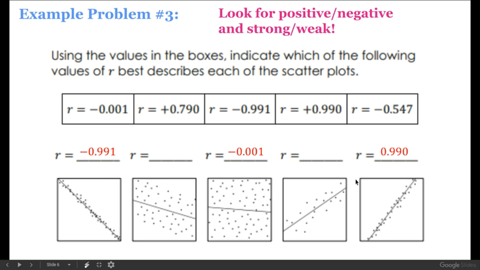So clearly this one is positive and that one is negative. So that one gets positive 0.79 because it looks pretty close to a line. This one is negative and it's weaker. So negative 0.547. And I'm done.